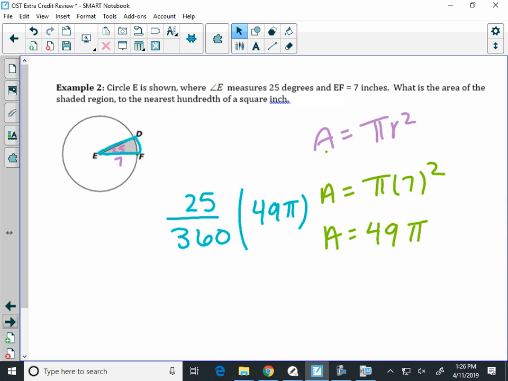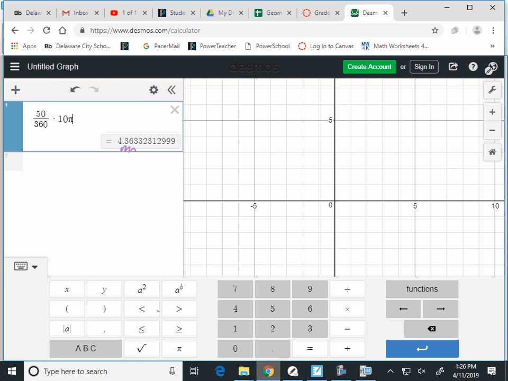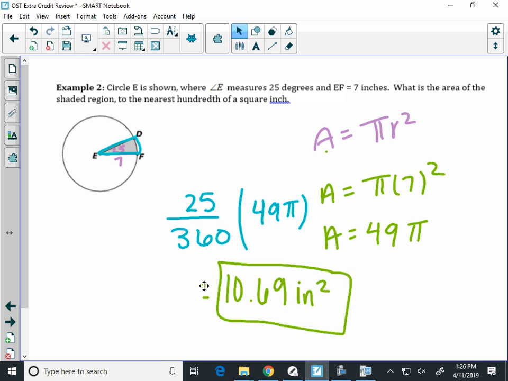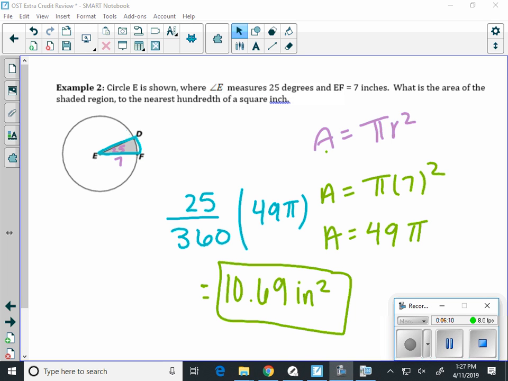We're going to plug it into our calculator. Now we can round. So we do 25 over 360 times 49 pi. When we round to the nearest hundredth, it's 10.69. So the area of that shaded region is 10.69 square inches. This is not volume. Square inches. Okay, go ahead and you can start the extra credit quiz on campus.